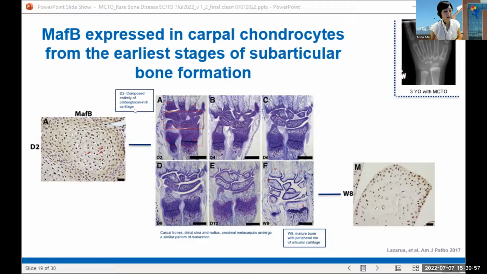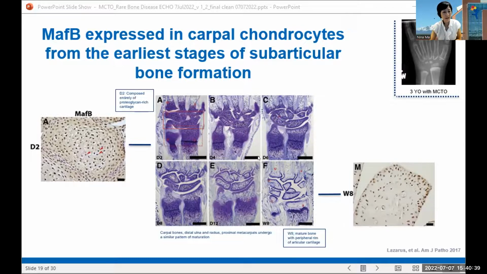And beginning at age day 2, these wrist bones are predominantly composed of cartilage. By week 8, there's demonstration of mature bone in these wrist bones with a peripheral rim of articular cartilage surrounding all of the wrist bones in this forepaw. When they performed immunohistochemical staining, they demonstrated that MAFB was expressed in the carpal chondrocytes from the earliest stages of subarticular bone formation, and there was universally positive MAFB staining of the peripheral chondrocytes in the carpal bones.